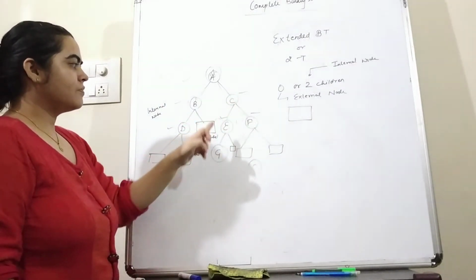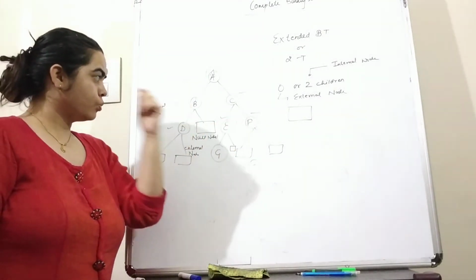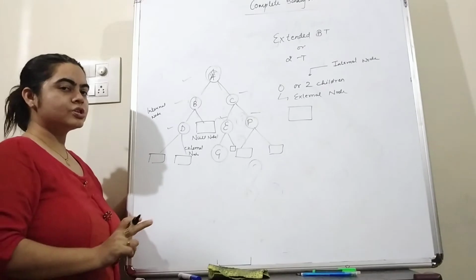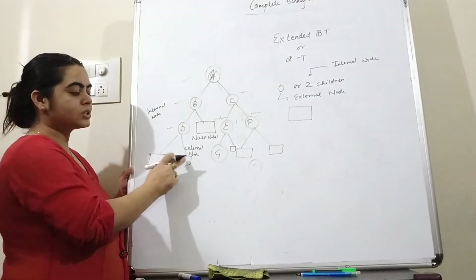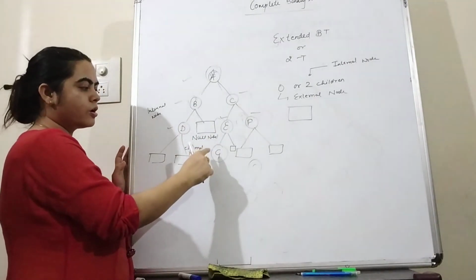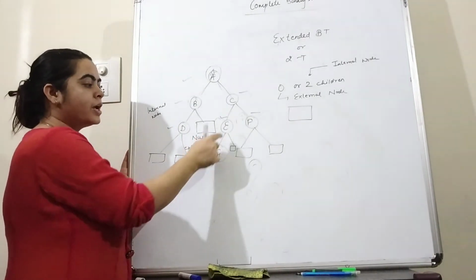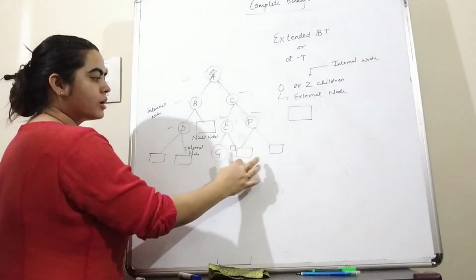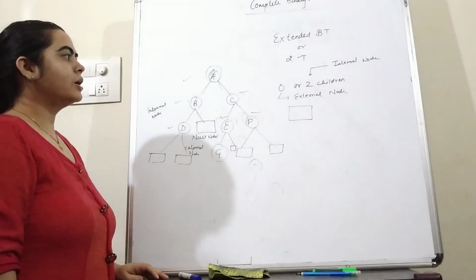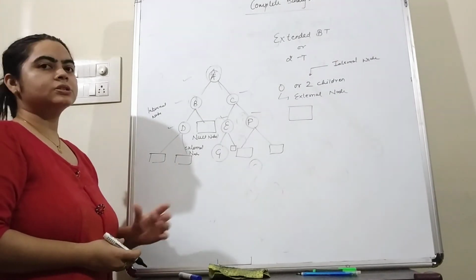Next is C. C will also contain two children, that is E and F. Again D has 2 children without any value. So these are the 2 external nodes or null nodes. For E we have 2 children, one contains the value G and another one is the null node. For F again we have 2 children with empty value. So this is the extended binary tree, or we can say that this is a 2 tree.